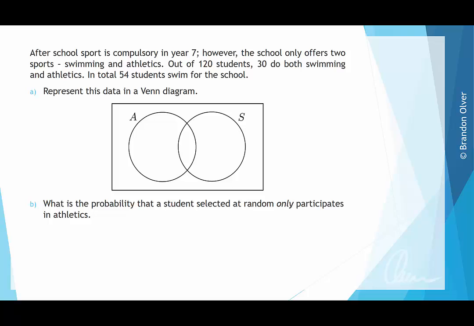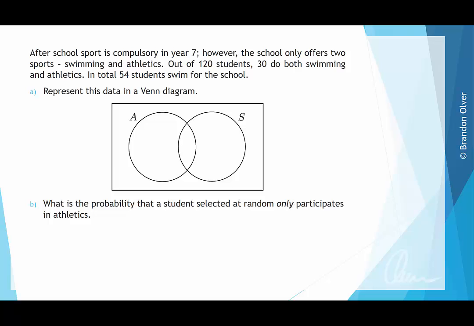So we'll do an example where we have after school sport being compulsory in year 7 at a particular school. The school only offers 2 sports, which are swimming and athletics. Out of 120 students, 30 do both swimming and athletics, and in total 54 students swim for the school. So for part A, we want to represent this data in a Venn diagram.